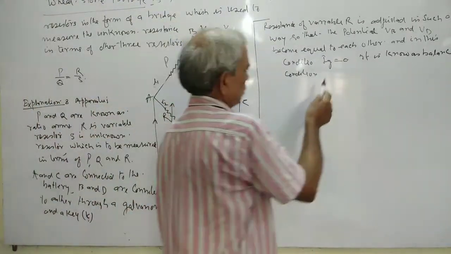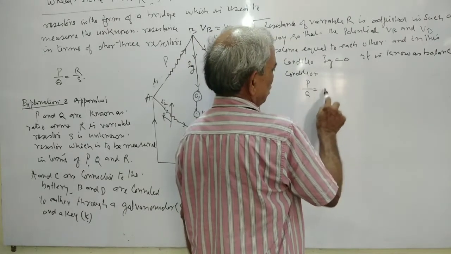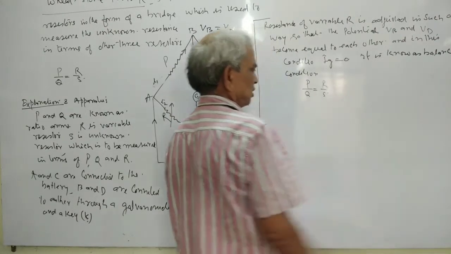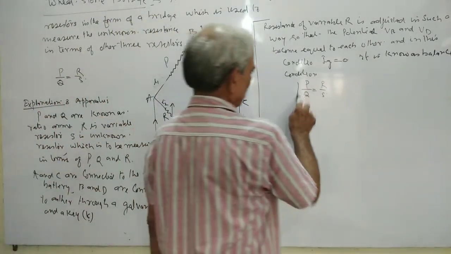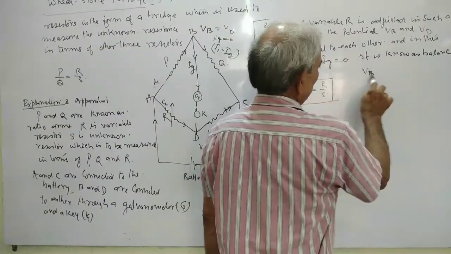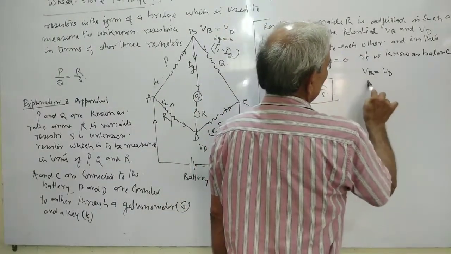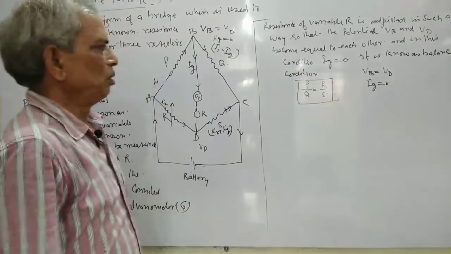Then P upon Q is equal to R upon S. VB is equal to VD and Ig is equal to 0. Proof.